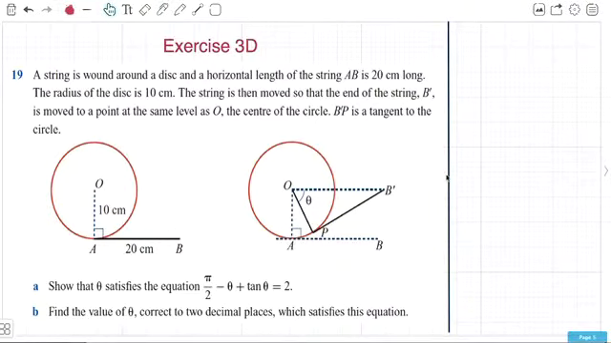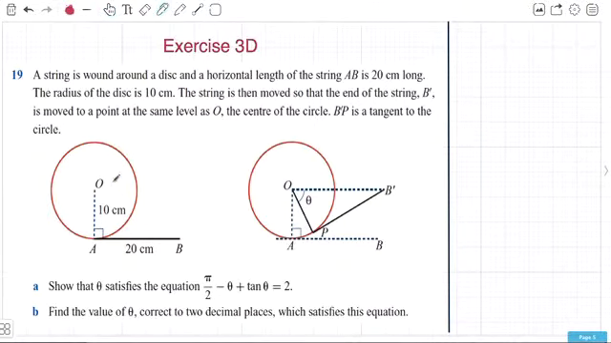Alright, so this is the hardest example in exercise 3D. It's tricky, it is a proof, it's got quite a few things going on. So in the question here it says you've got a string that's wound around a disc and there's a horizontal length of the string between points A and B, which is 20 centimetres.